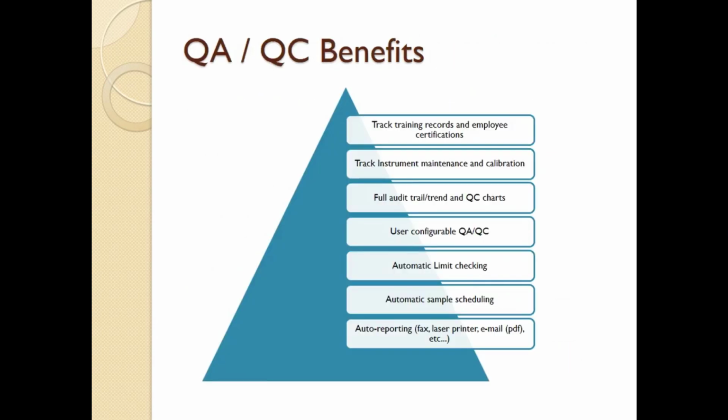So as previously mentioned, some of the QA and QC benefits are listed below. Some of the things we've talked about, we can track training records of employees. We can track instrument maintenance and calibration records. Importantly, we can look at a full audit trail and quality control charts. Check limits. We can schedule samples also through the LIMS system, and obviously we can customize our report systems too.